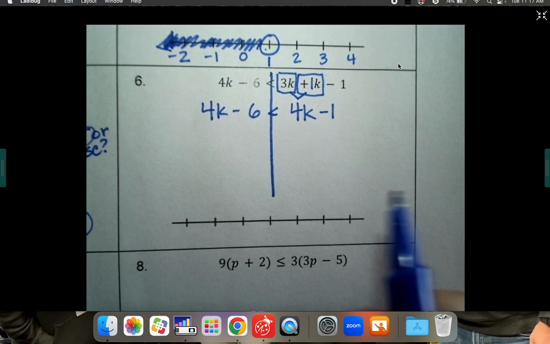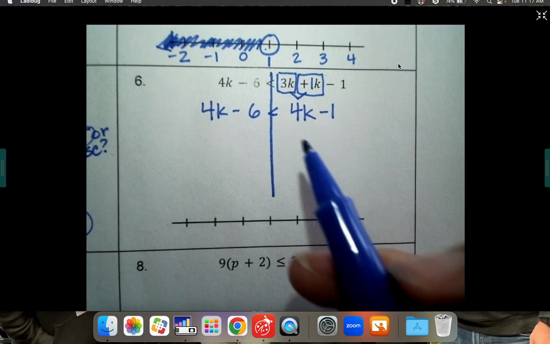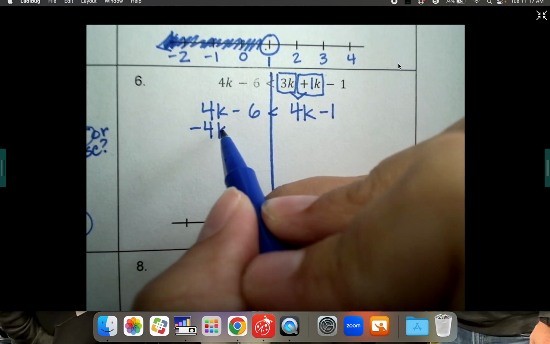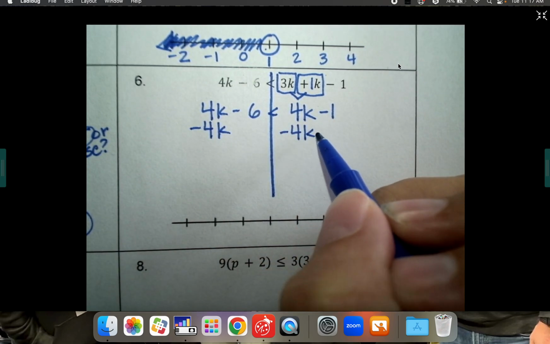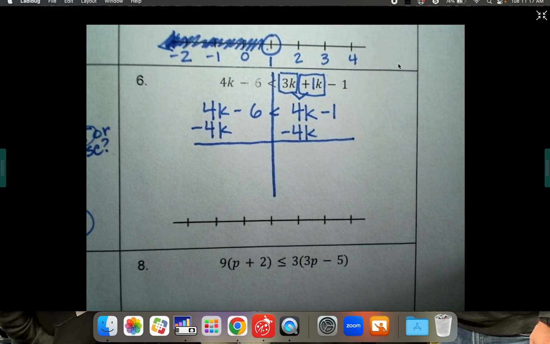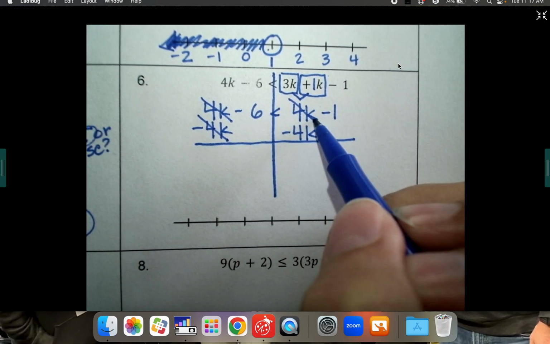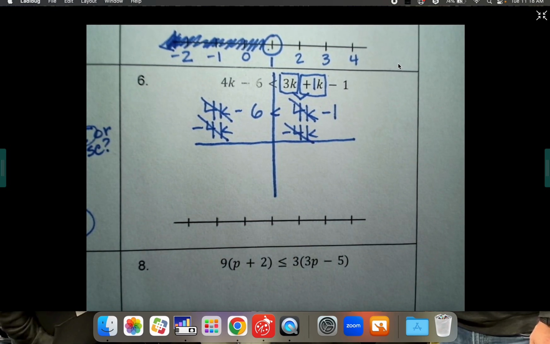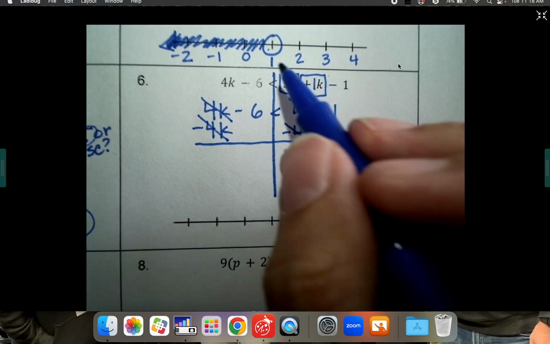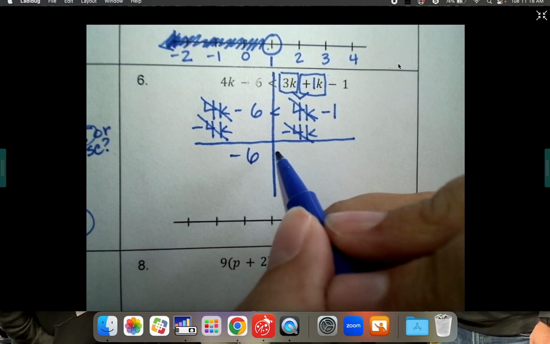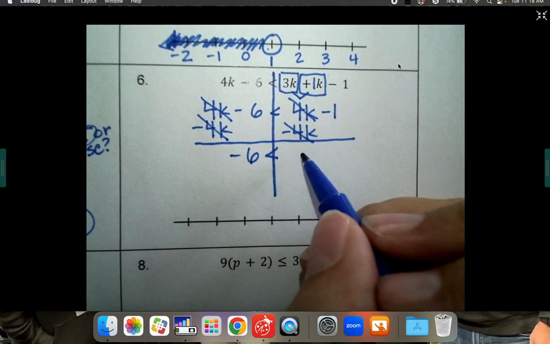Okay, I see what's happening. We're going to go ahead and move one of the 4k's by subtracting it, and look what happens. Since we're subtracting 4k on both sides, they drop out. Variables completely cancel out, drop out of both sides. So you're left with, let's bring it down, negative 6 is less than negative 1.